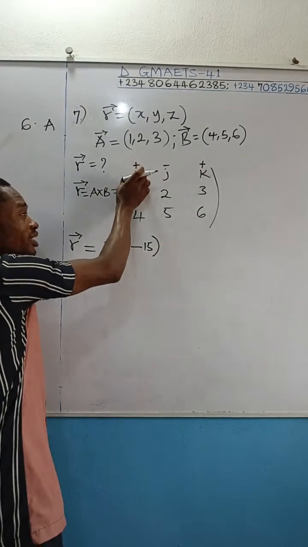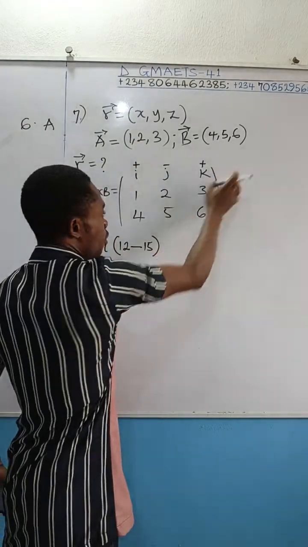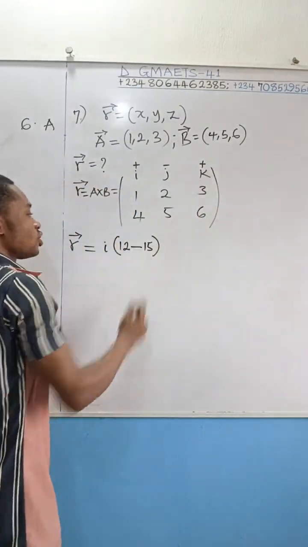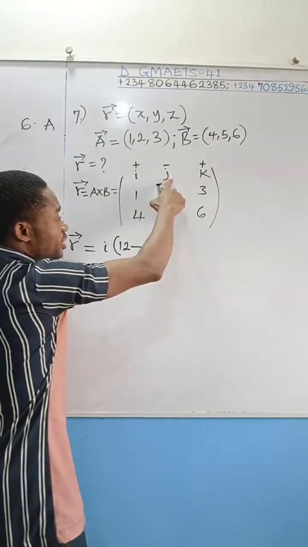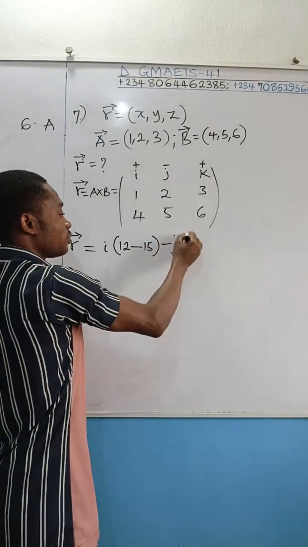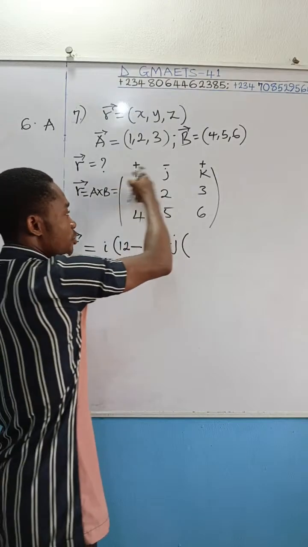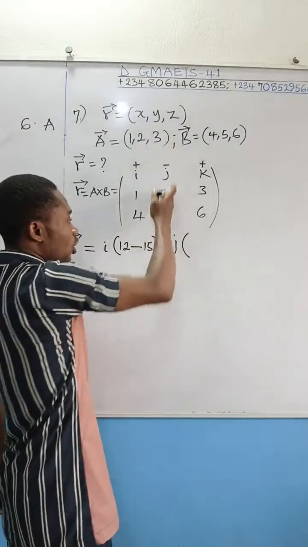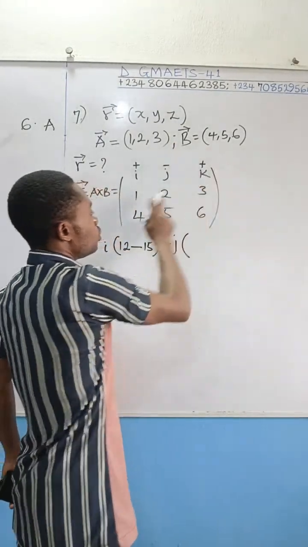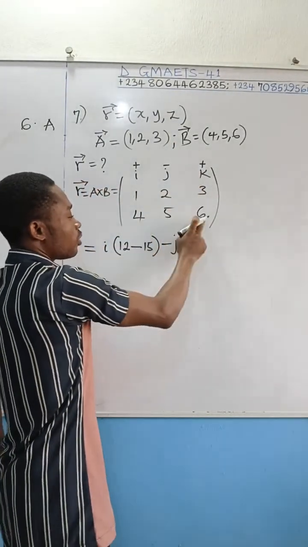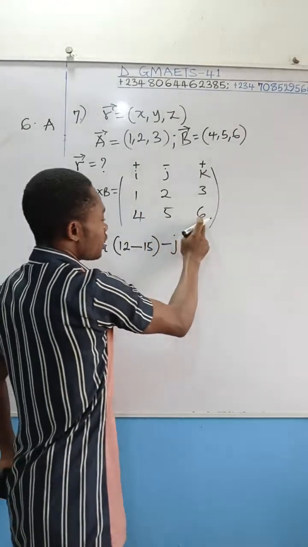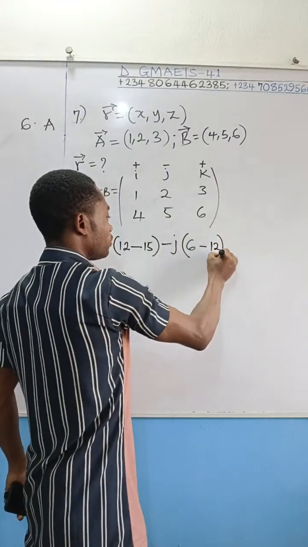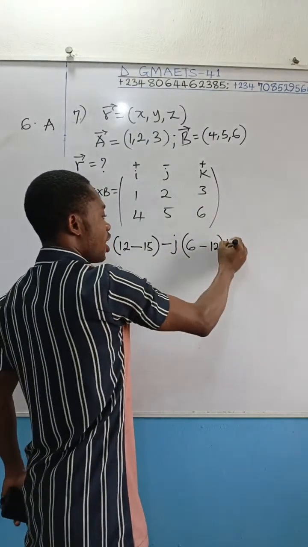Good. Pick this guy, delete the column, delete the row. You are left with this element. Multiply this way, minus, multiply this way. Next, I will pick the second guy here, which is minus j. Delete the column, delete the row. You are repeating the same thing you did with that i. You'll be left with 1, 3, 4, 6. 1 times 6 is 6, minus 4 times 3 is going to give you 12. Then finally pick plus k and repeat the same thing.